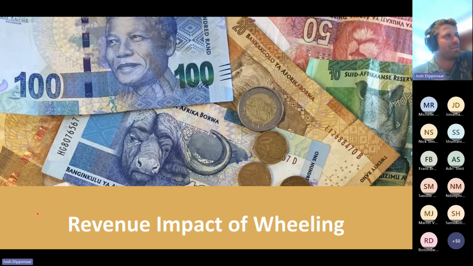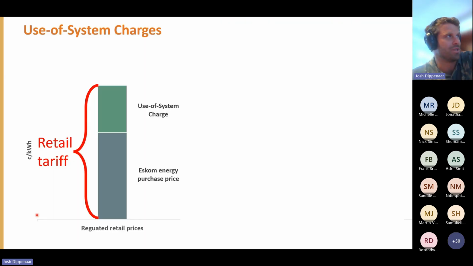So the way that we've always presented this revenue impact is through a bar graph illustrating the use of system charge. People might have seen this if you've been on this wheeling training before. I hope this concept assists in understanding how wheeling impacts municipal or distribution utility revenue. I'm saying municipal, but I know there are Eskom colleagues on the call, and it's exactly the same for Eskom distribution.